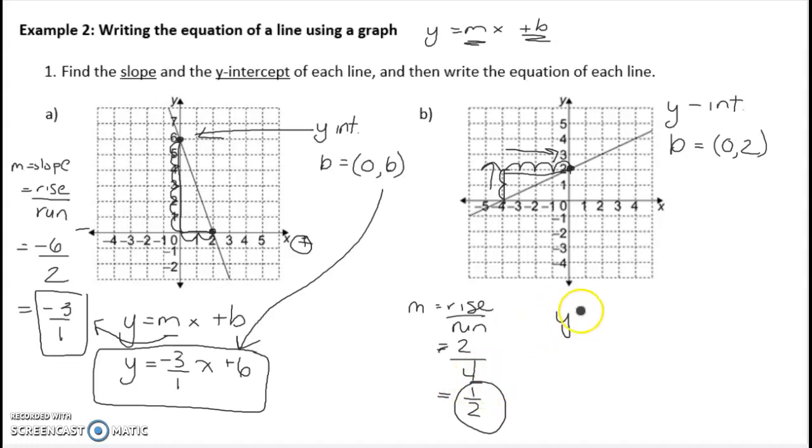So now with the form y equals mx plus b, we can say y equals, well, here is our m, so it's 1/2 x, and then our b is plus 2.